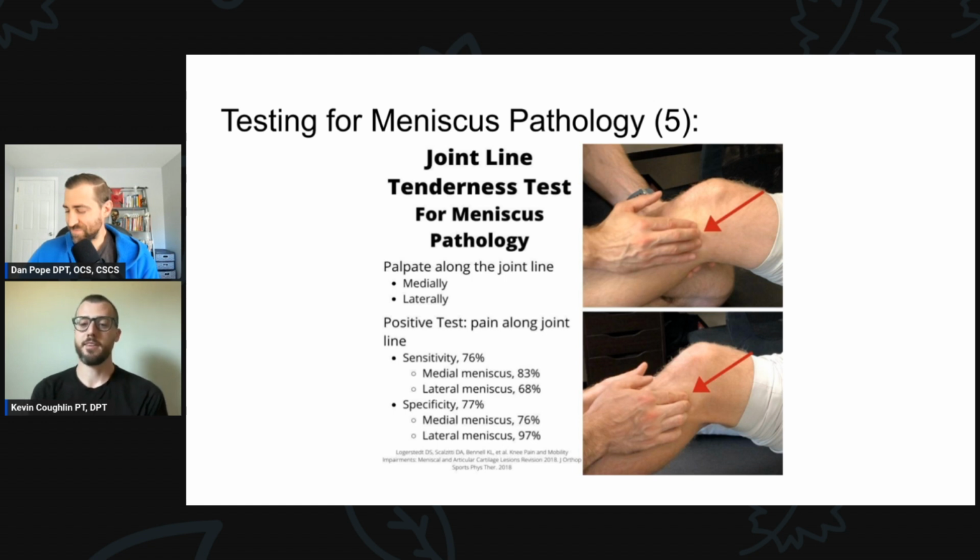A pretty similar specificity. So the medial meniscus is 76%. Really good specificity for pain on the lateral joint line for the lateral meniscus, as high as 97%. So if you do get pain there with this special test, perhaps we do have a lateral meniscus tear. So keep those numbers in mind.